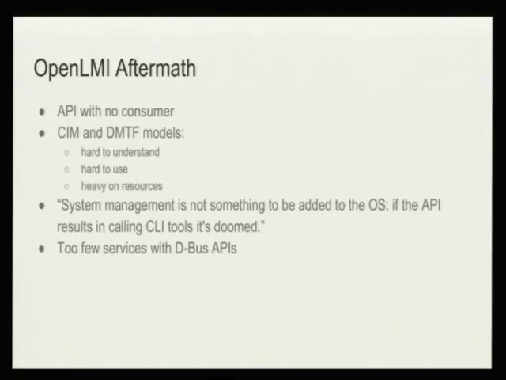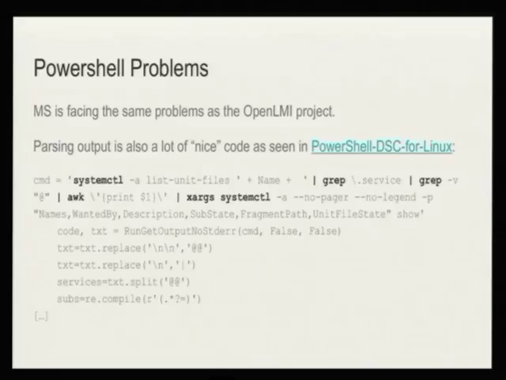For Open LMI, it was basically an API with no consumer. These are the quotes from the Open LMI project aftermath: it was hard to understand, hard to use, heavy on resources, and nobody knew how to use that and how to write their own things. PowerShell does the same right now, and what they're doing underneath looks like the same thing: grep, awk, parsing, piping, and whatnot. It's just ugly. And this is what we give them to interface with a Linux system. That's their idea of how to come to the data they need to export in PowerShell.